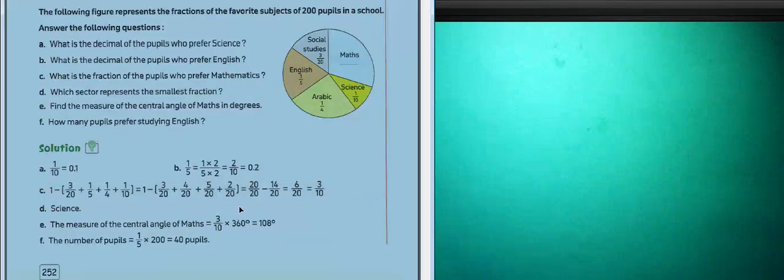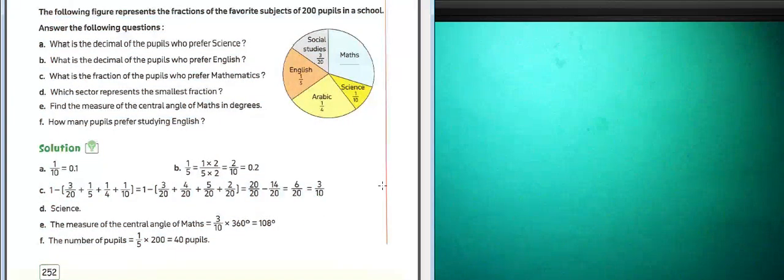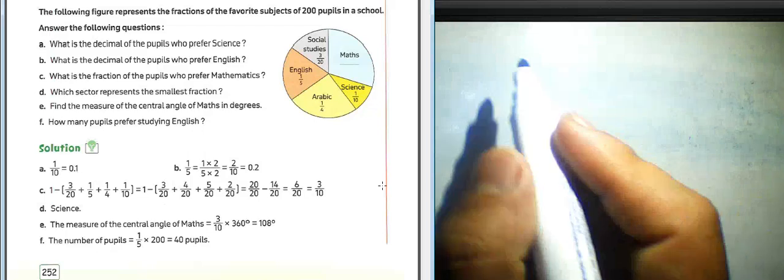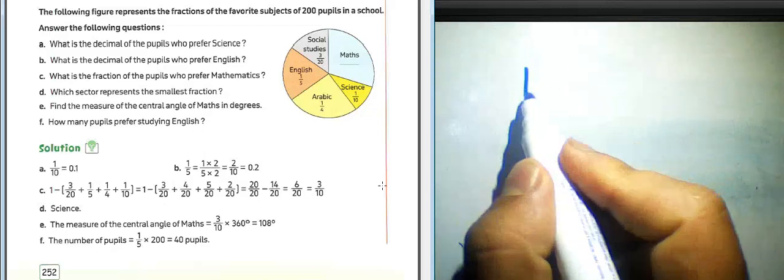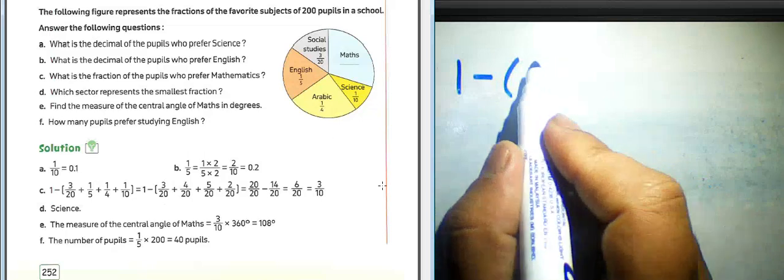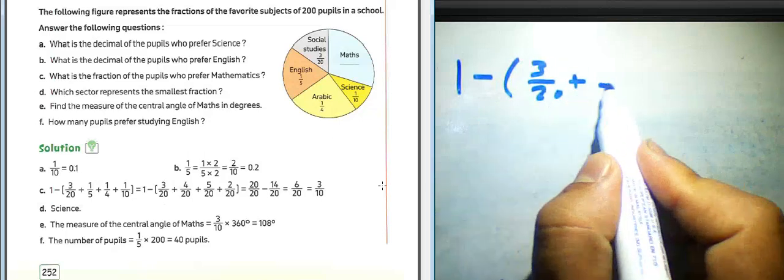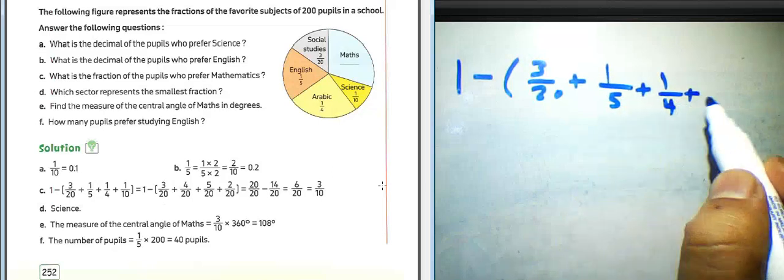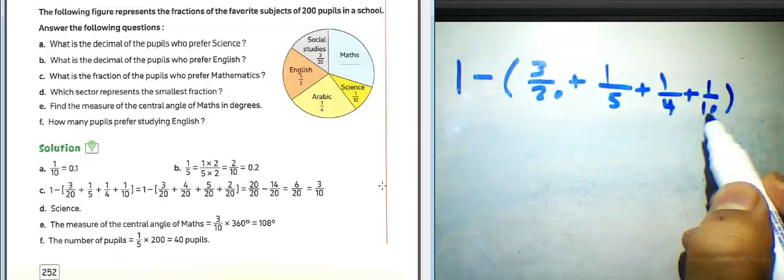Why? Because the denominators here were different. We must find the least common multiple of the denominators. Look with me here. We can write 1, subtract the total. The total here is 3 over 20 and 1 over 5 and 1 over 4 and 1 over 10.